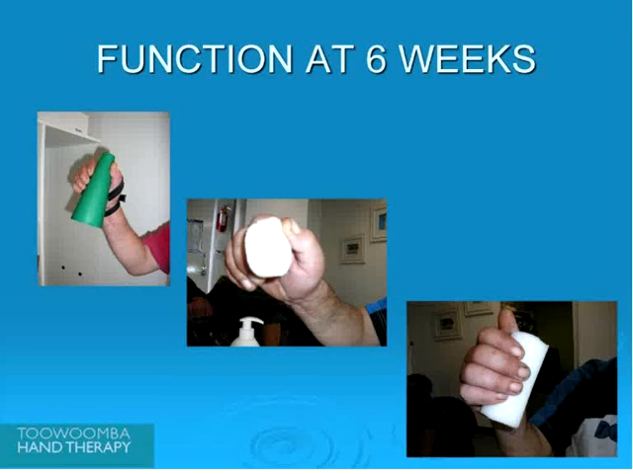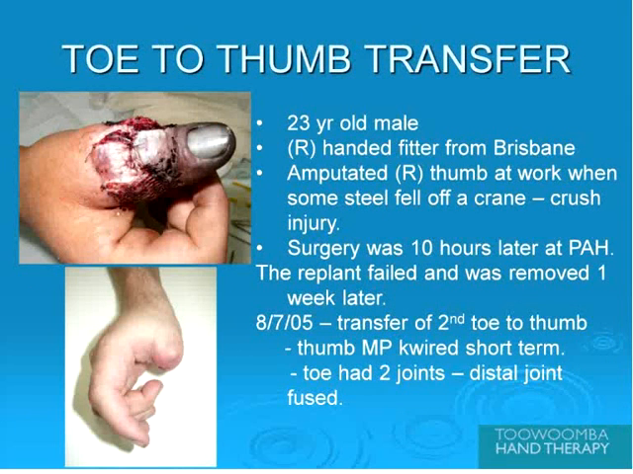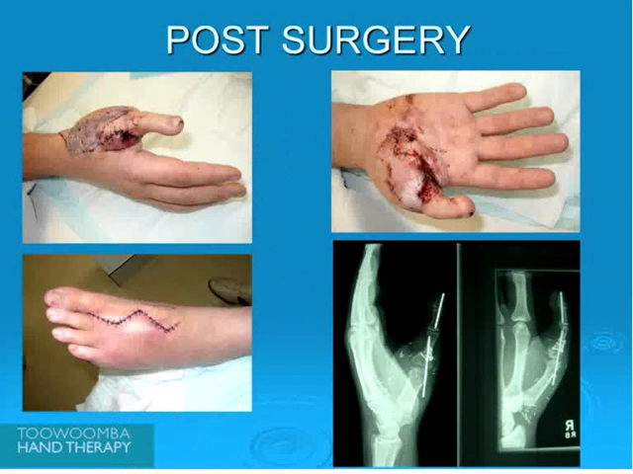This is another one of the bigger cases that we had. This was a young fellow who was a fitter from Brisbane, and steel fell off a crane and crushed his thumb, and they had a go at replanting it, but unfortunately it failed. So a week later the thumb was removed, and once everything settled, they looked at a toe to thumb transfer. So we were involved initially in the wound management and splinting. Once the thumb was removed, we did all of the scar management and kept function in his stump. And then he went on to have surgery.